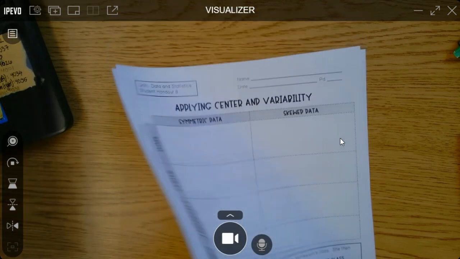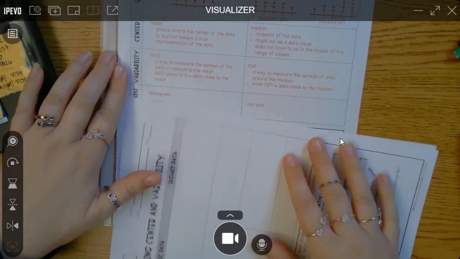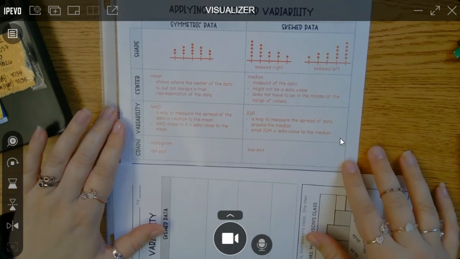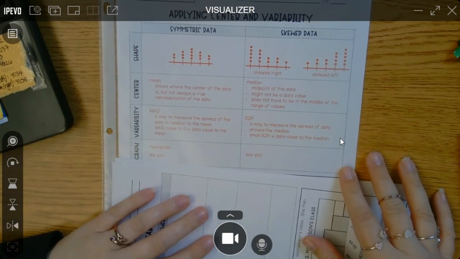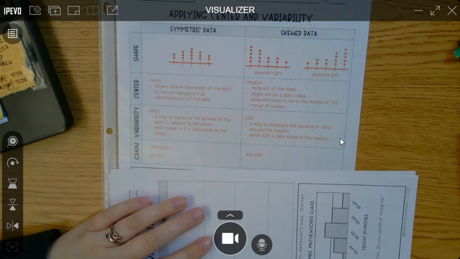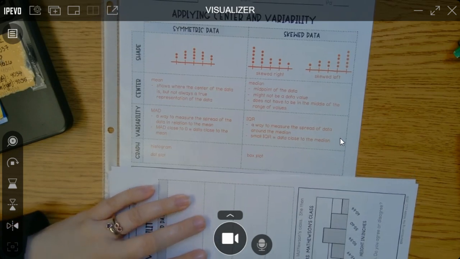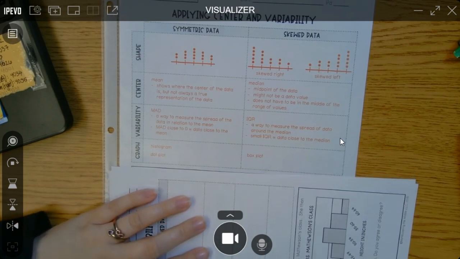For the top part, if you want to just go ahead and copy this down. And you can always pause the video, of course, if I go too fast and you need to get more stuff. But for the most part, okay, symmetric versus skewed.